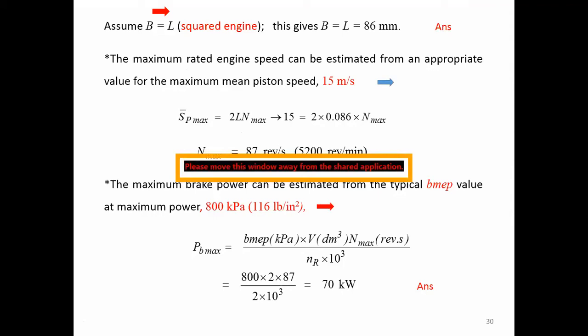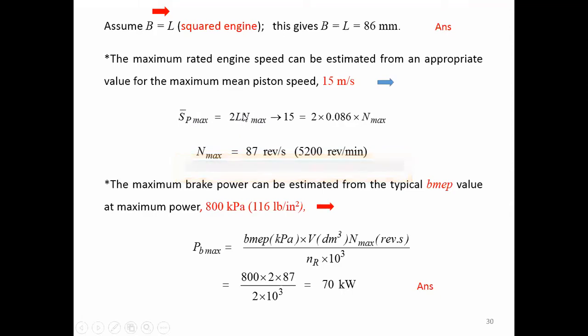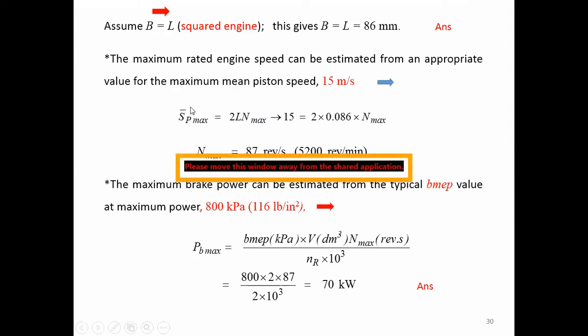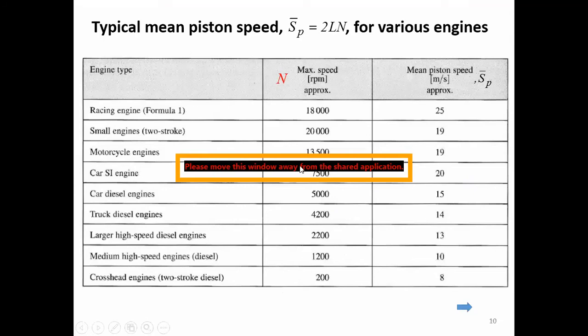So it depends on the maximum mean piston speed, because we have this equation: the average mean piston speed is equal to 2 times the stroke times the number of revolutions, or the speed of the engine. Okay, so if we want to find the maximum engine speed here, we have to assume again this maximum mean piston speed. So what number should we go with? We have this table.